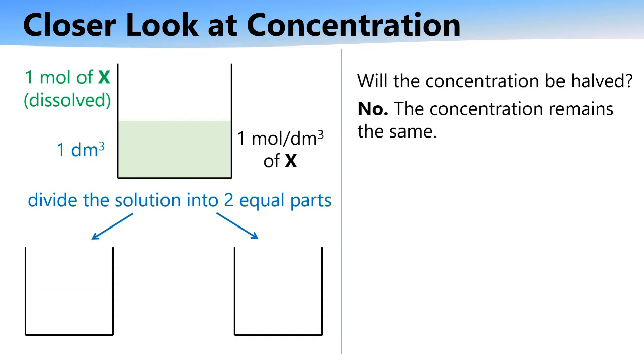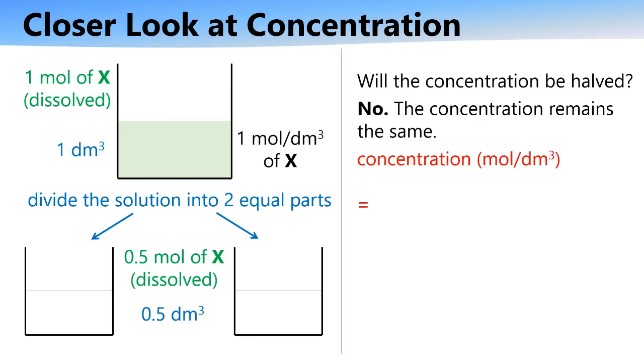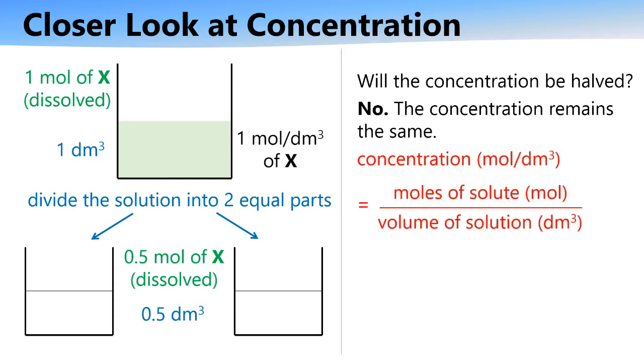Okay, why is that so? Right, when I divide it in half, there will also be 0.5 moles of X dissolved in each of them. And the volume of water also will be halved, 0.5 dm cube in each of them. So the concentration in moles per dm cube would be the moles of the solute over the volume of the solution. So in this case, it will be 0.5 over 0.5, and I also get 1 mole per dm cube.